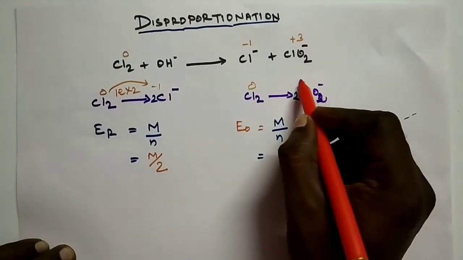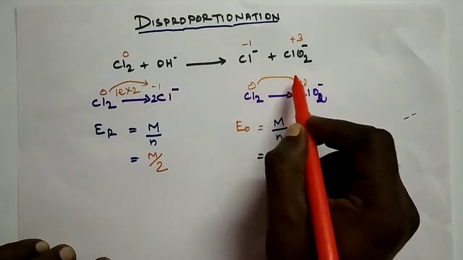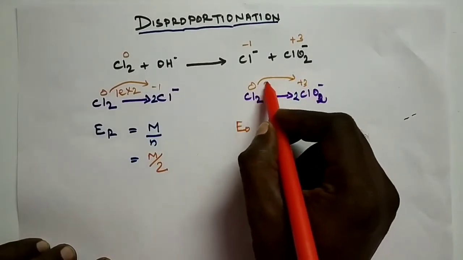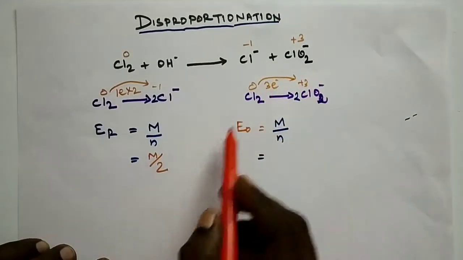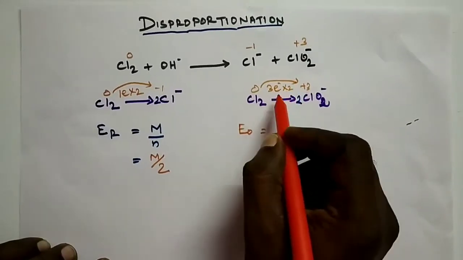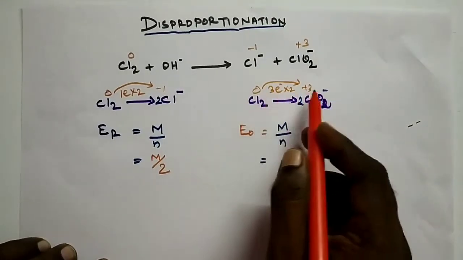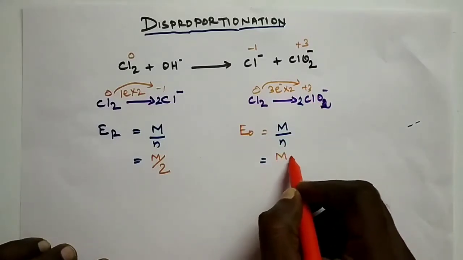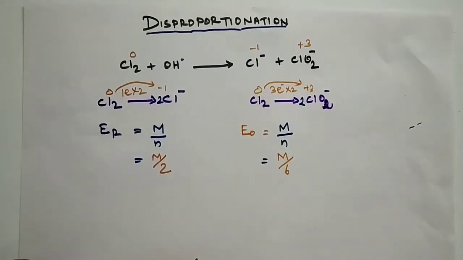2 plus 3. That means 3 electrons are lost. But there is 2 chlorine, so 3 into 2, 6. So n is equal to 6. So M by 6. Okay.